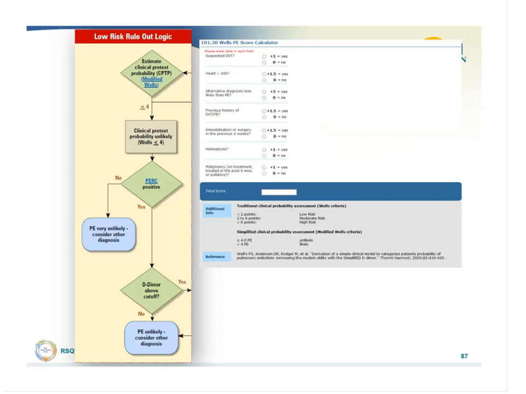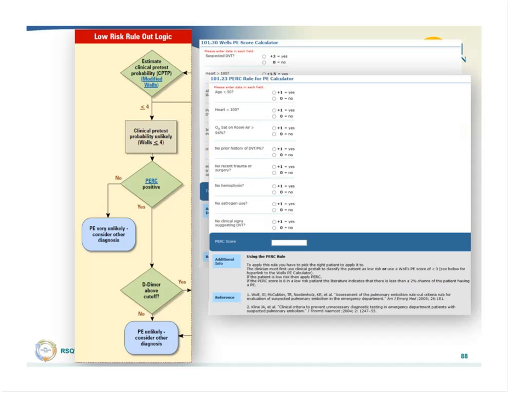If all 8 of the elements of PERC are negative, I don't have to do any further workup. No radiation, no blood testing, no nothing. But I don't remember PERC, and if it's more than 2 clicks away, you're not going to get it. Make it immediately available. Bring it to the bedside.